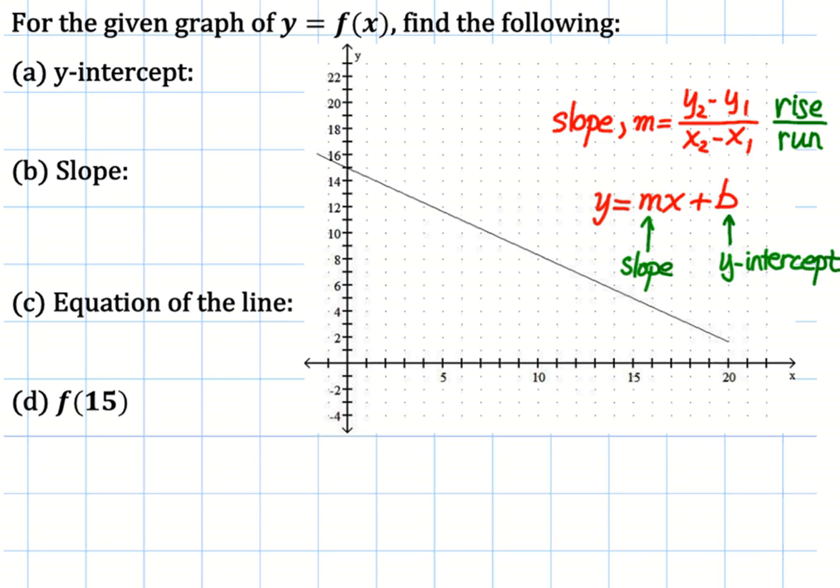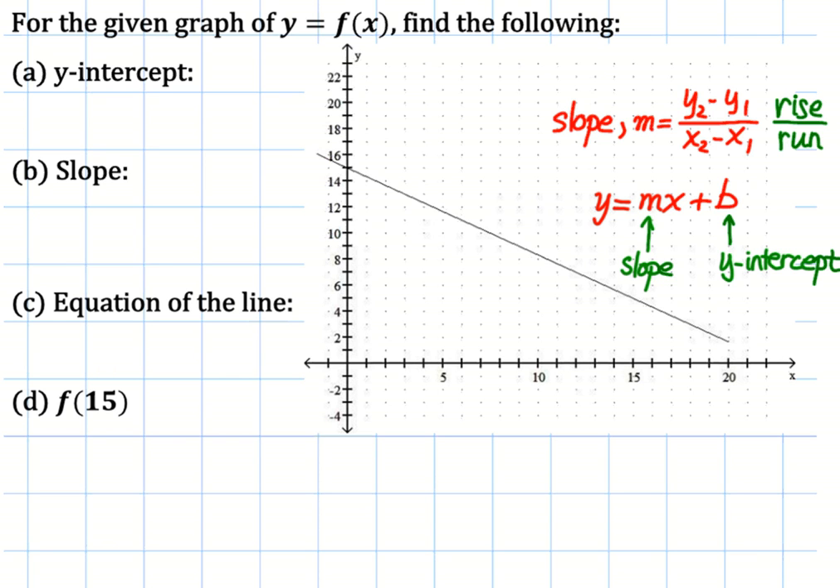Slope is represented by m, and in order to find the slope, if we're given 2 points, and with this graph we're going to identify 2 points, we can take those and find the slope. Another way is to do rise over run.